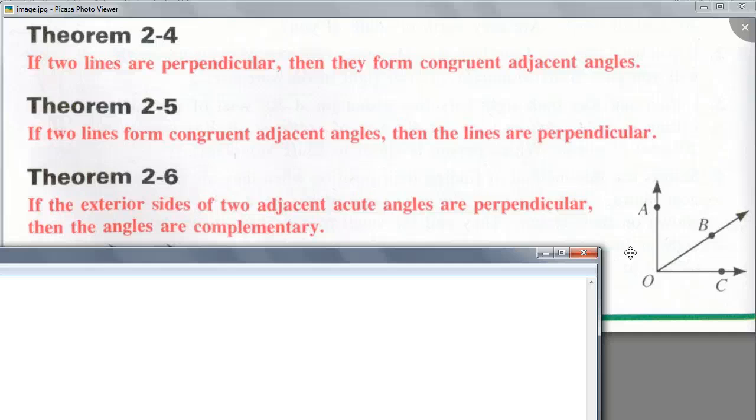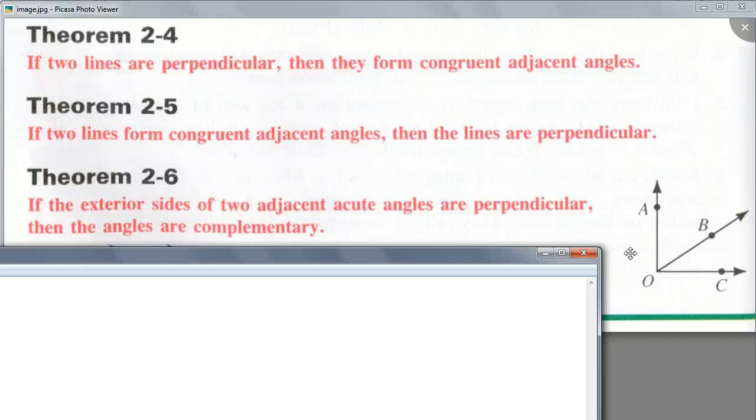I want you to think about what these exterior sides are that they're talking about in this picture. Go ahead. What are these exterior sides? I'll wait. Go ahead and write this down. So have you all thought of what the exterior sides of these angles are? Yes? Okay. Esther, what do you think?